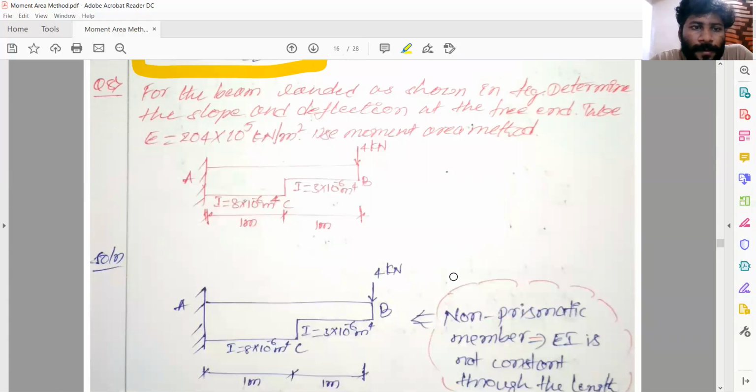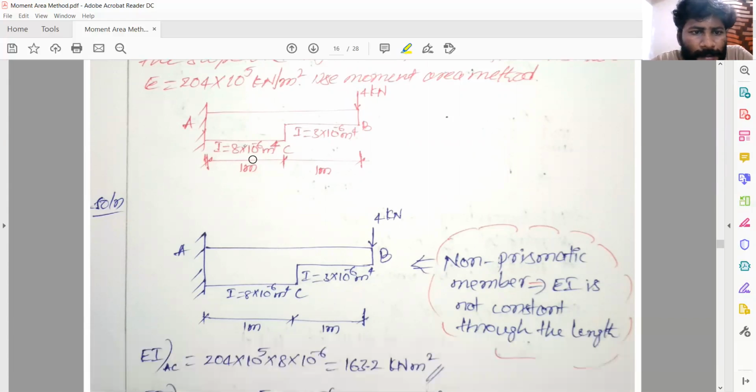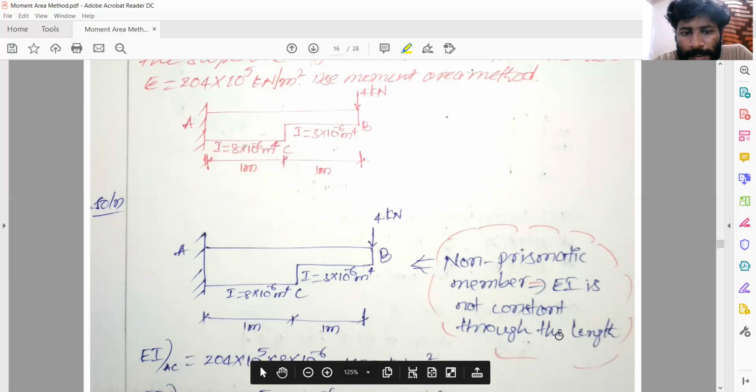Let's move on to the other problem: for the beam shown in the figure, find the slope and deflection at the free end. You can see that in this problem it is a non-prismatic member, because I here is 3 into 10 raised to minus 6 and I there is 8 into 10 raised to minus 6 meter to the 4. So the EI values are different. The EI of this portion is totally different from the EI of this portion. This is called a non-prismatic member; EI is not constant throughout the length.